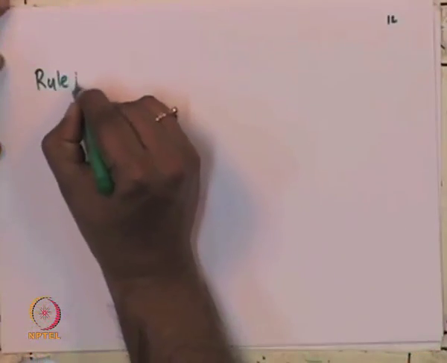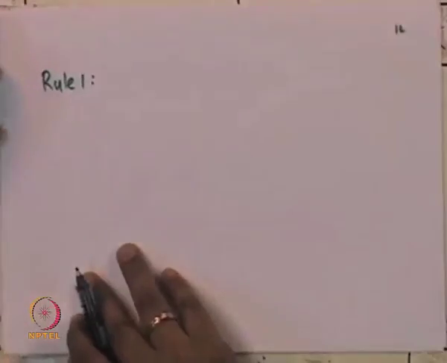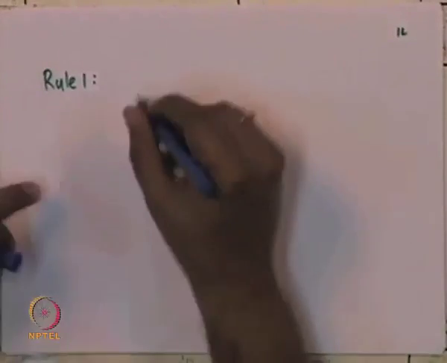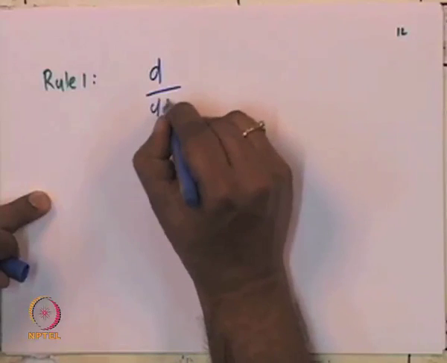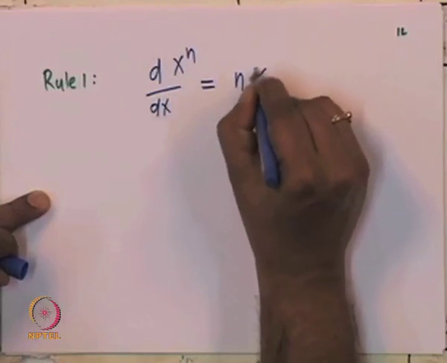So, let me just write down these two things once more. The two rules we should learn. Rule 1 is that the derivative of x power n, d by dx of x power n, is n x power n minus 1.